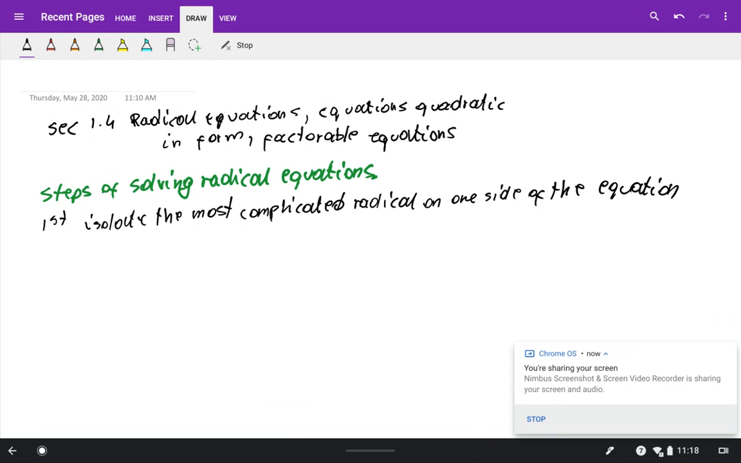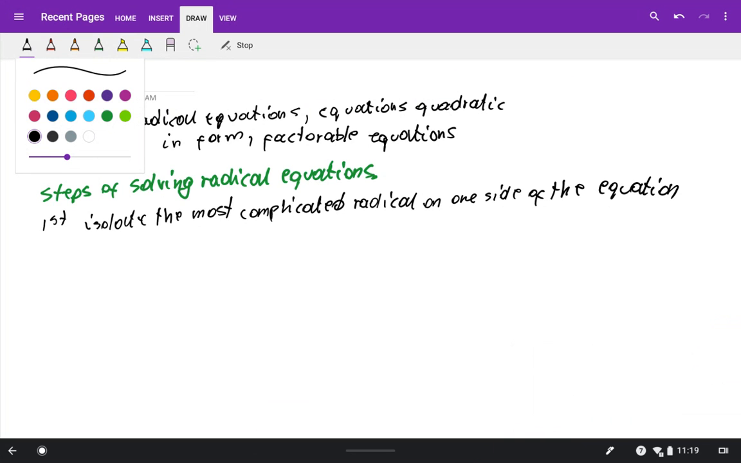Okay, so this is section 1.4, radical equations, equations quadratic in form, and also equations which we can factor. So first I'm going to give you steps for solving radical equations. The first step is to isolate the most complicated radical on one side of the equation.